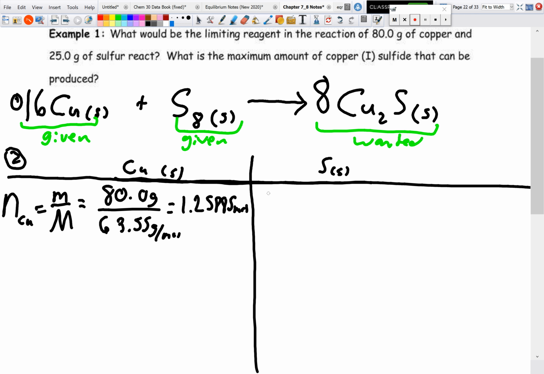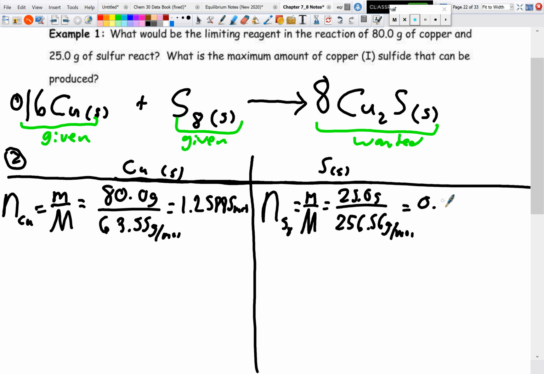Now for sulfur, we're going to do the same thing. Number of moles of sulfur is equal to mass over molar mass. So the mass of sulfur was 25.0 grams. The molar mass for sulfur, it is S8, so we take the molar mass of sulfur from a periodic table, multiply it by 8, and we get 256.56 grams per mole. And this equals out to 0.097443 moles. So that is step 2. Find the number of moles of both our givens.